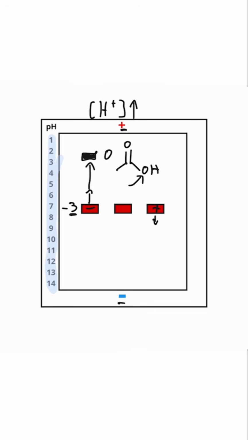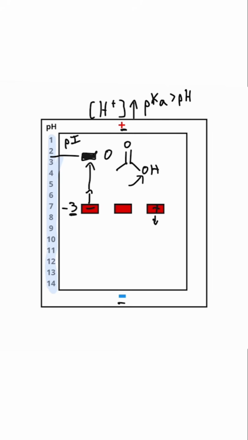And once it's neutral, it's going to stop migrating because it's no longer attracted to that anode. Exactly when that occurs depends on the exact pKa's of the functional groups of this protein. Because once the pH becomes below the pKa, those functional groups get protonated. Whichever pH causes the protein to become neutral is called the pI for that protein.